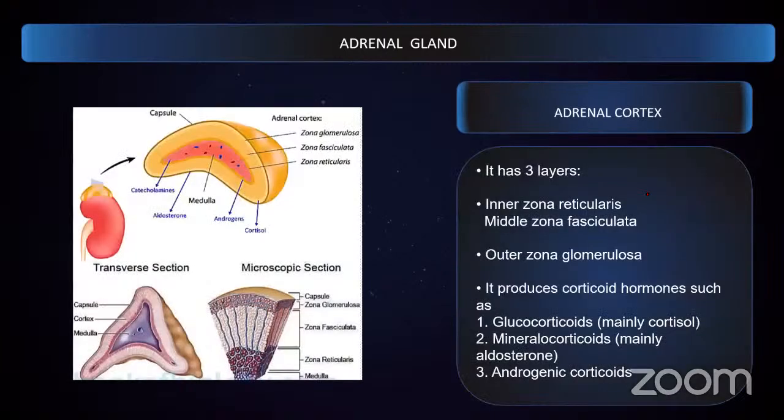So when we talk about the adrenal cortex, it can be divided into three important zones. You can see here, from inside: the inner zone is the zona reticularis, the medial zone is called zona fasciculata, and the upper zone is called zona glomerulosa. So you can see that there are three layers, right? These three layers produce different types of corticoids, as I told: one is glucocorticoids, the other one is mineralocorticoids, and the next one is androgenic corticoids.